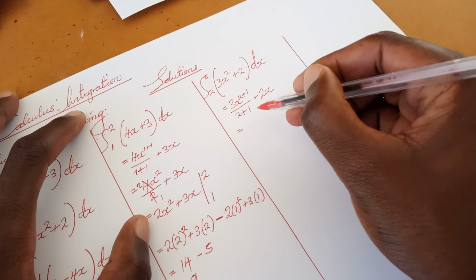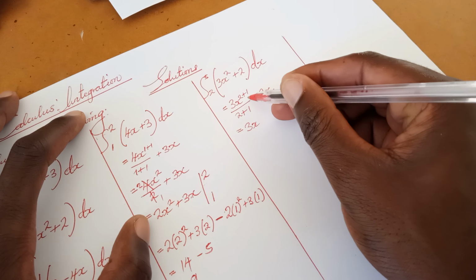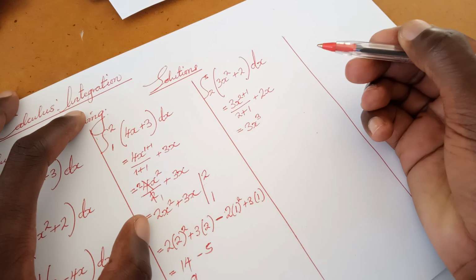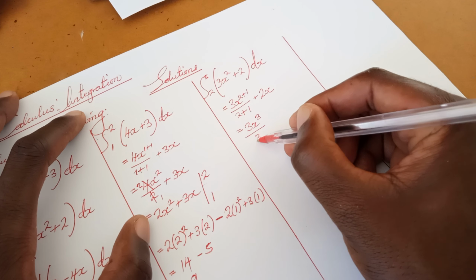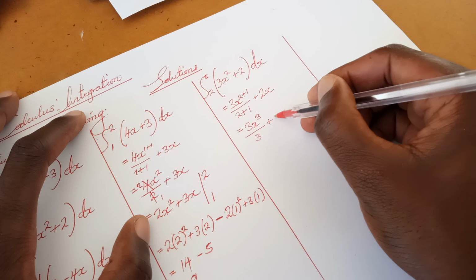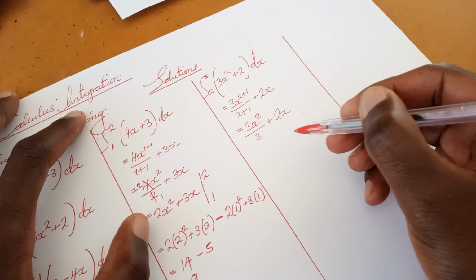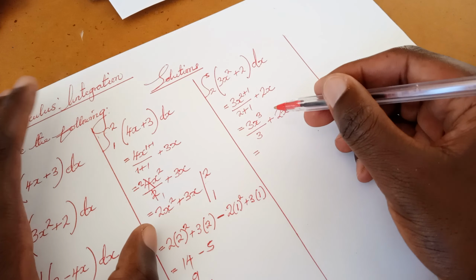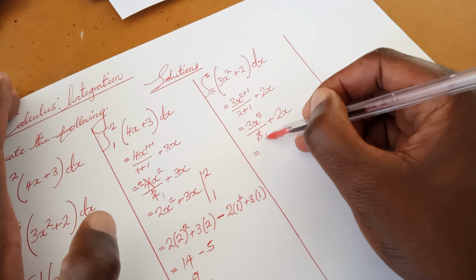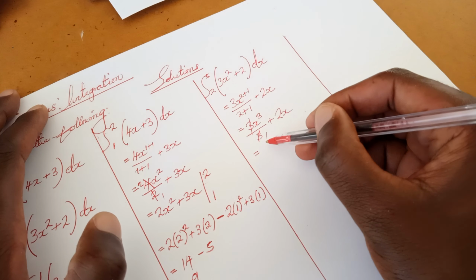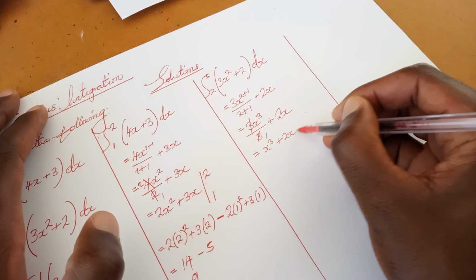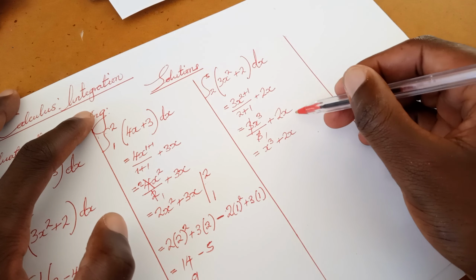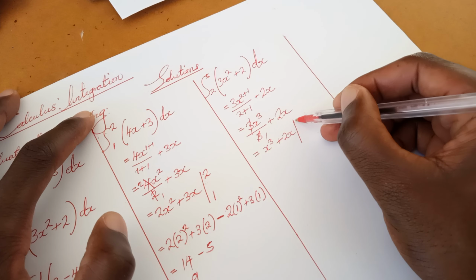So this will be equals, say 3x, 2 plus 1 is giving us a 3, over 2 plus 1 is giving us a 3, plus 2x. So when you reach at this point, what do you do? You simplify. You cancel, 3 cancels and 3 cancels there. So you remain with x to the power of 3 plus 2x. Now when you reach at this point, you introduce your limit.